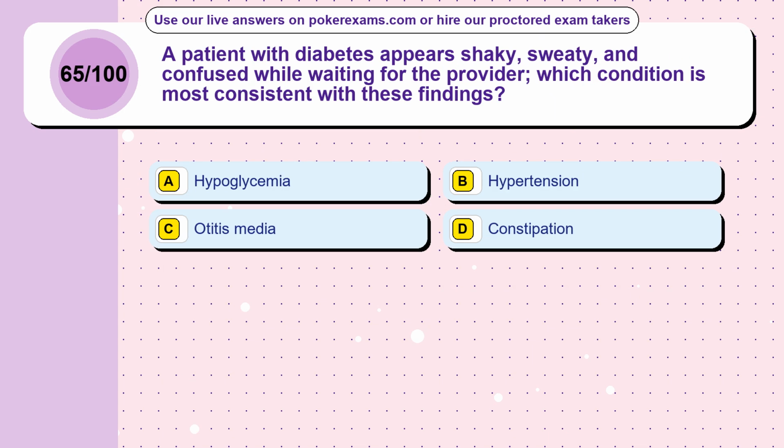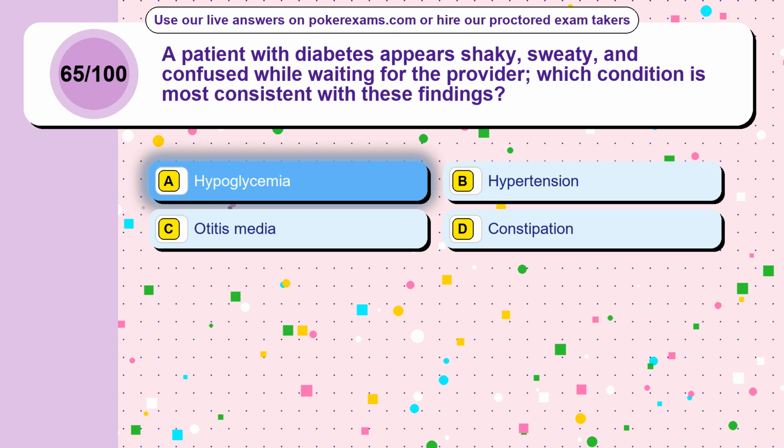Question 65. A patient with diabetes appears shaky, sweaty, and confused while waiting for the provider. Which condition is most consistent with these findings? Option A. Hypoglycemia. Option B. Hypertension. Option C. Otitis media. Option D. Constipation. The correct answer is option A.